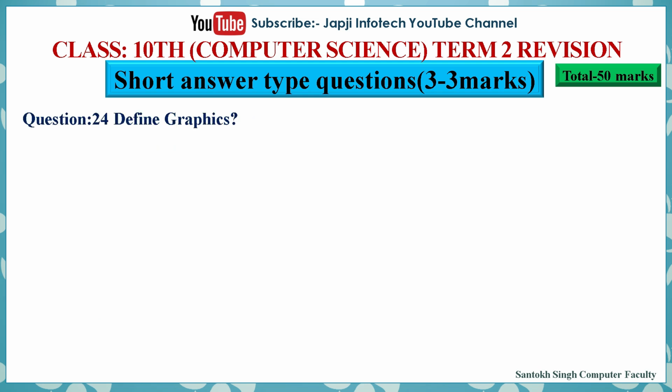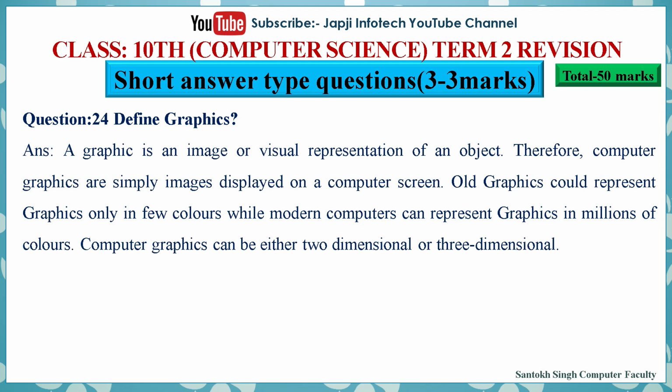And 24th one is define graphics. So graphics is an image or visual representation of an object. Therefore, computer graphics are simply images displayed on a computer screen. Old graphics could represent graphics only in few colors, while modern computers can represent graphics in millions of colors. Computer graphics can be either 2-dimensional or 3-dimensional.